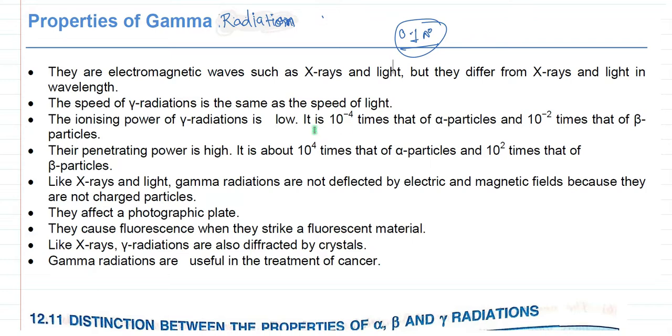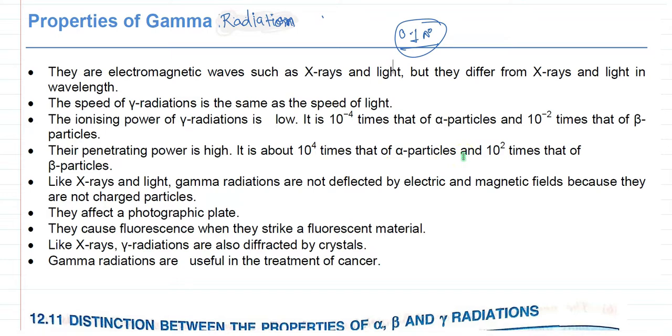meaning it can give energy to an electron so that the electron can escape from the orbit of the atom. Its ionizing power is 10 to the power minus 4 times that of the alpha particle and 10 to the power minus 2 times that of the beta particle. The penetrating power is high, about 10 to the 4 times that of the alpha particle. It has very high penetrating power.